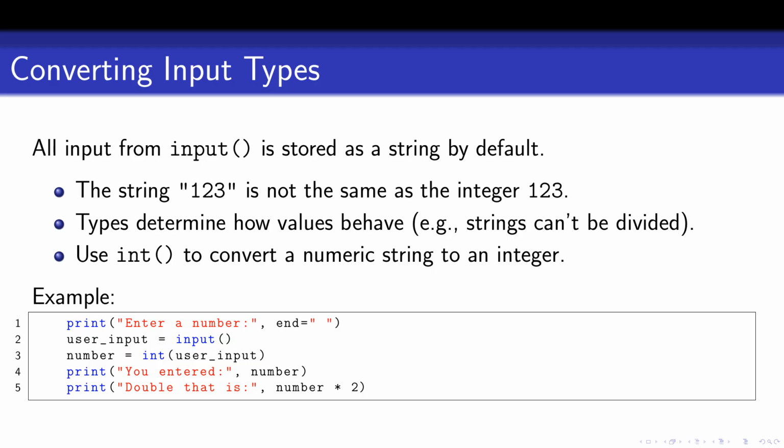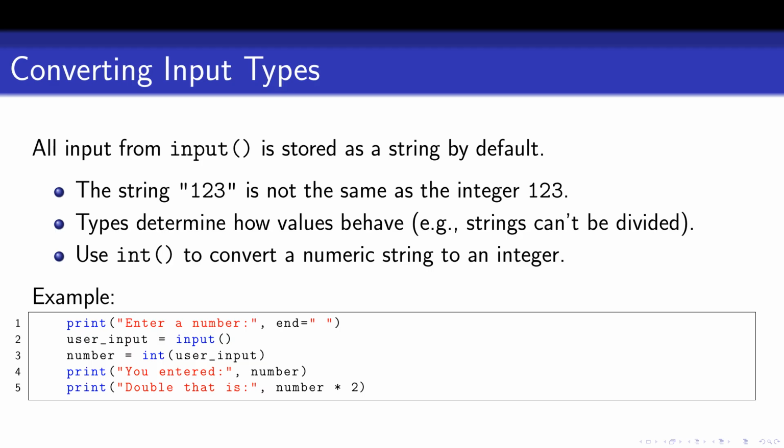All input in Python is initially stored as a string. That means it's treated like text, even if it looks like a number. So when a user enters 123, it's actually the string 123, not the number 123. This distinction is important because types determine how values behave. You can't divide a string by a number, or add a string to an integer without converting one of them first. If you try to perform math on a string without converting it, Python will raise an error.